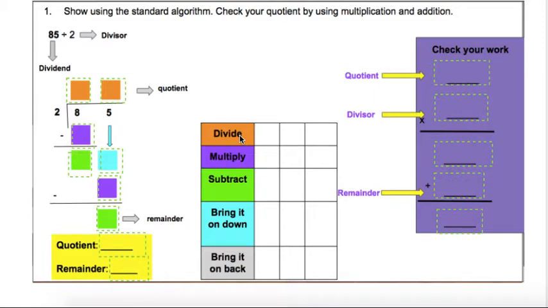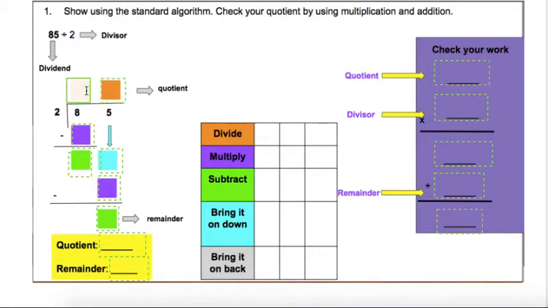The first one is divide. When we're dividing, we're going to ask ourselves, how many times does our divisor go into our first number in our dividend? In other words, how many times does 2 go into 8? If you're still stuck, ask yourself, what can I multiply 2 by in order to get as close as I can to the number 8? You think you got it? Well, what is it? 2 times what number gets me closest to 8? If you said 4, you are absolutely correct. 2 times 4 gets me closest to 8.